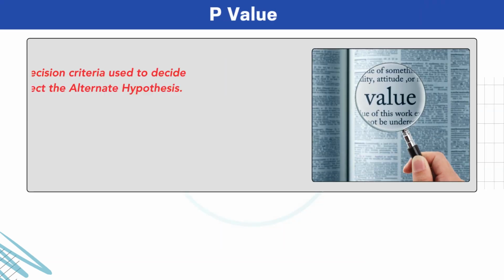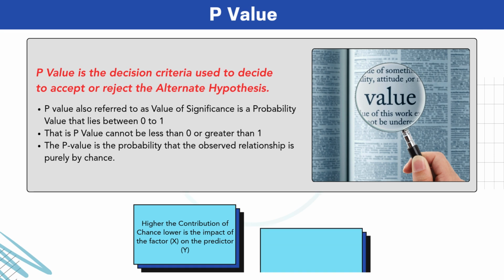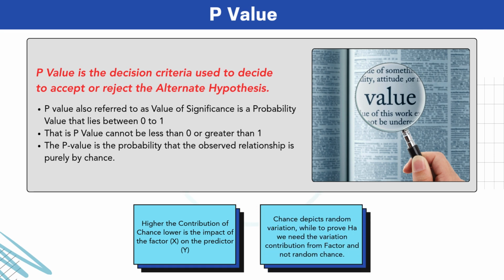Let's talk about one of the most important metrics in hypothesis testing: the p-value. What is a p-value? The p-value is the decision criteria we use to accept or reject the alternate hypothesis, HA. It is also referred to as the value of significance and represents a probability ranging between 0 and 1.